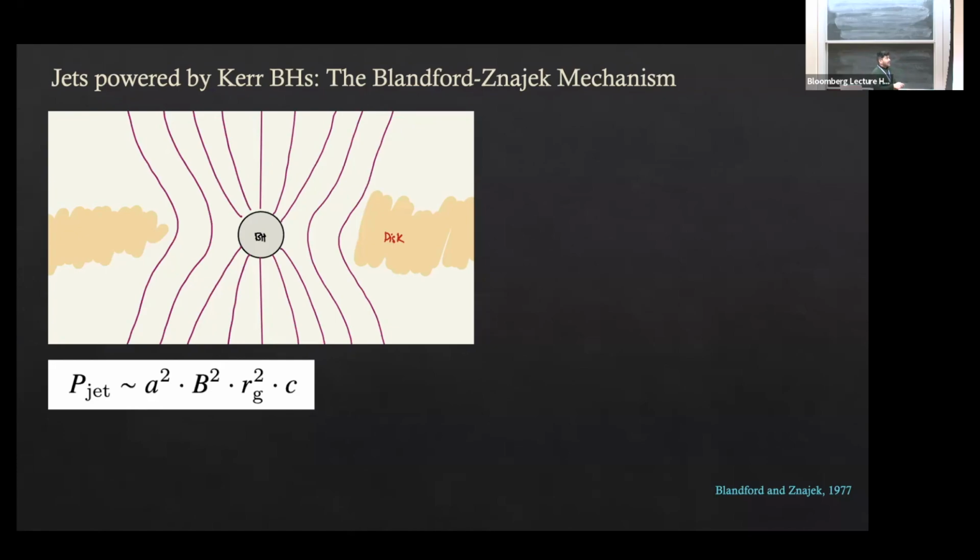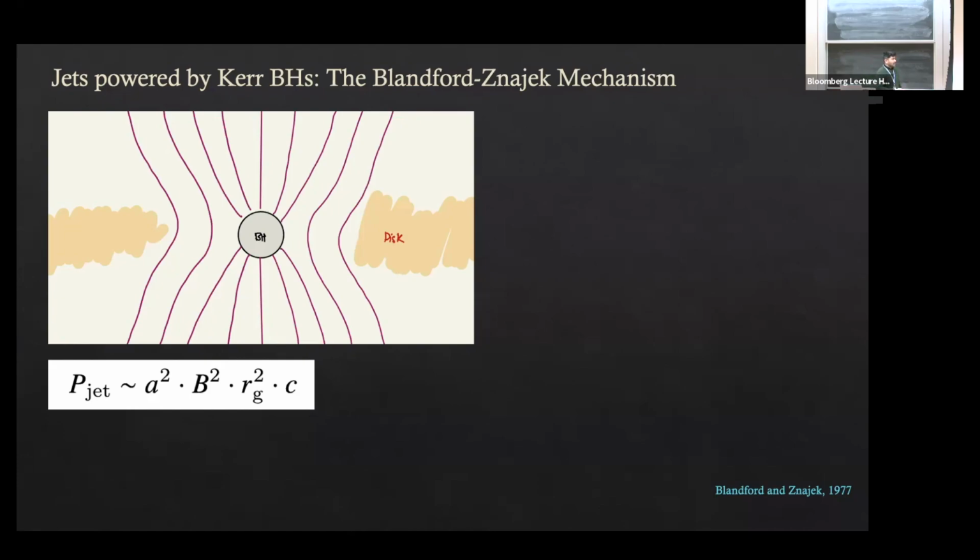Since this is magnetically dominated, the energy density is given by the magnetic field, so it goes as B squared. It should go as B squared over 8 pi, but I'm ignoring those factors. So this is the energy density, this is the cross-section area, and everything is moving at the speed of c. So this gives you a rough measure of the power.